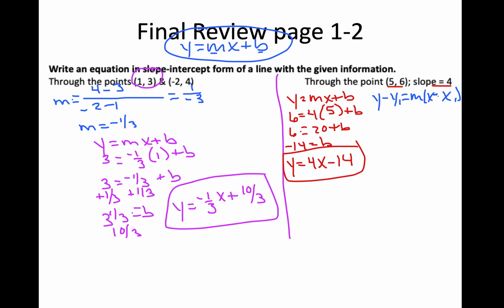Okay, so if you're going to use this one, it'd be y minus my y equals slope times x minus x. So I get y minus 6 is equal to 4x minus 20, and if I add 6, I get y is equal to 4x minus 14. Same exact thing. Does not matter which form you start with.